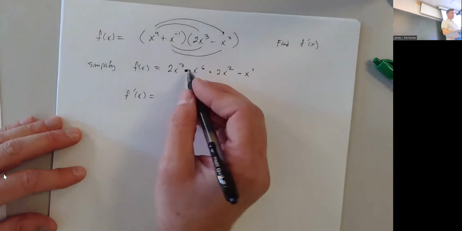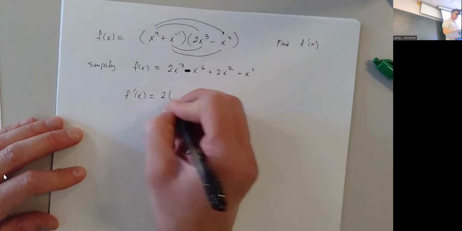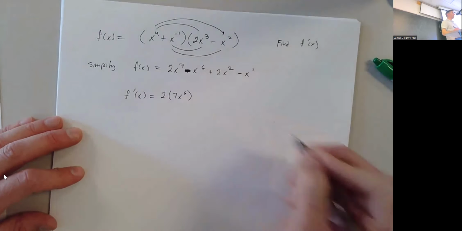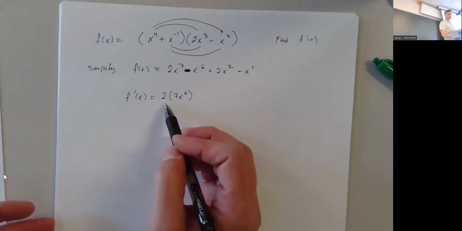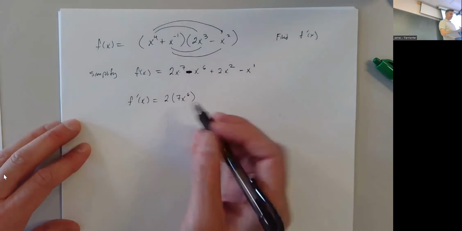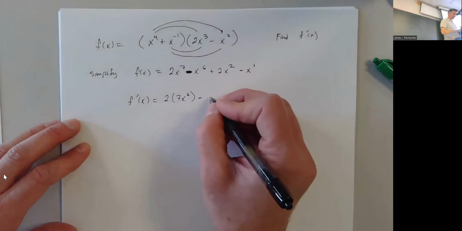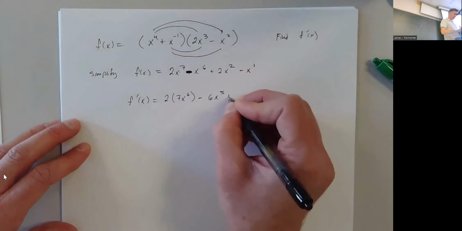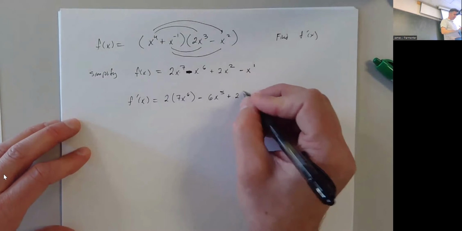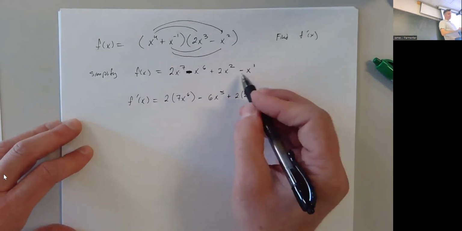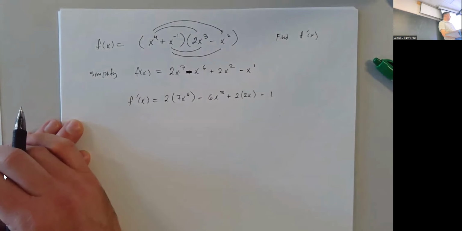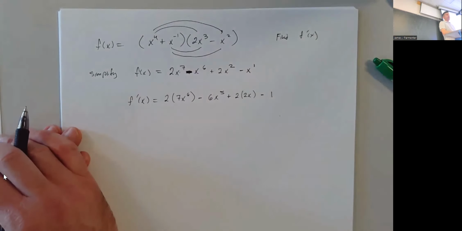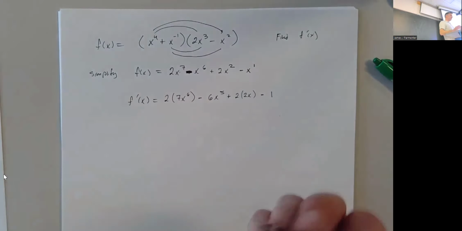So the derivative of 2x to the 7th is right, but I'm going to write it as 2 times 7x to the 6th, just to really emphasize the constant multiple rule here. The constant hangs out, and the derivative of x to the 7th is 7x to the 6th. Minus the derivative of x to the 6th is 6x to the 5th. Plus the derivative of 2 times x squared is 2 times 2x. And what's the derivative of x to the first? 1. Right? Because it's the line y equals x, and its derivative is the slope of y equals x, which is just 1. Or if you want to think of it as negative x, it's negative 1.